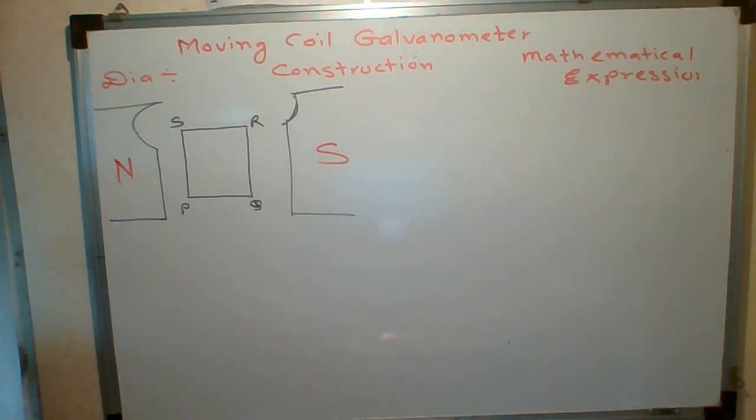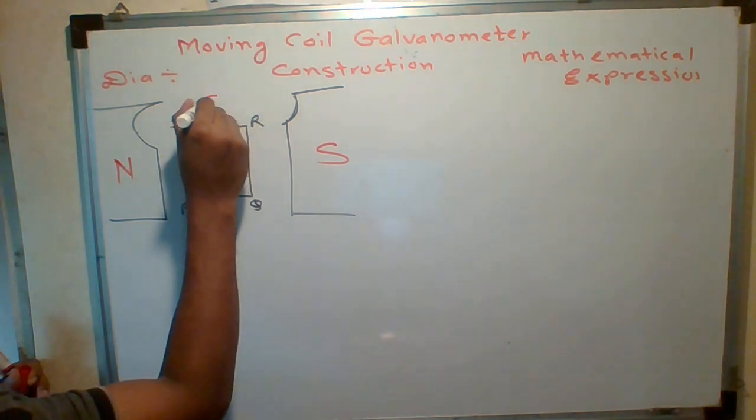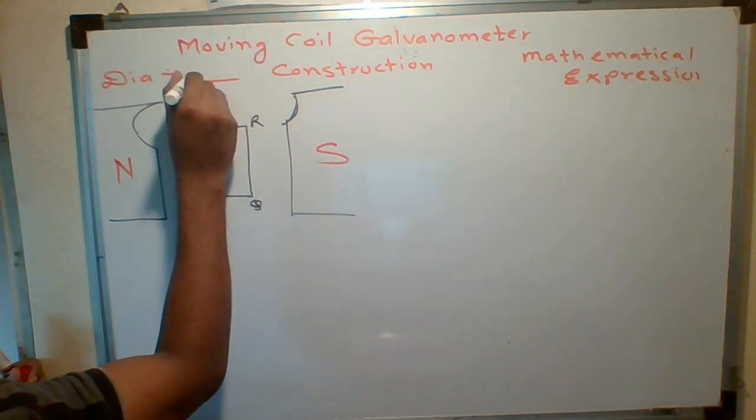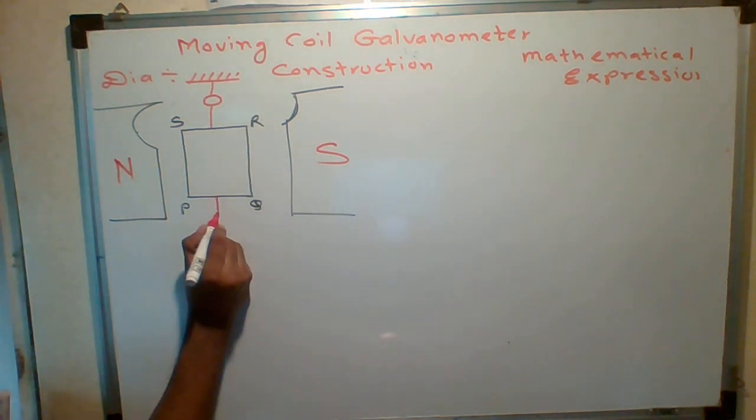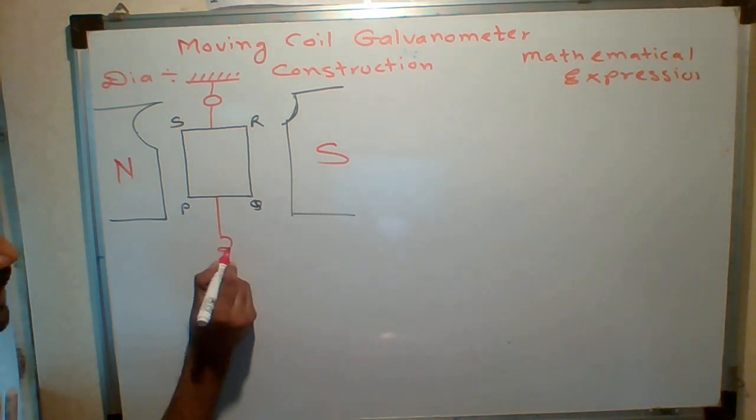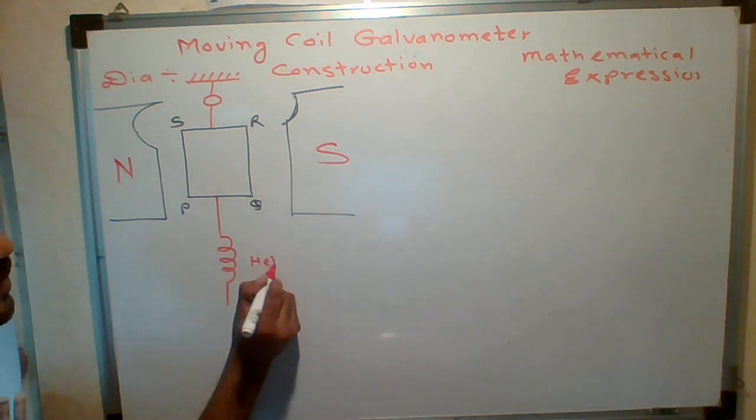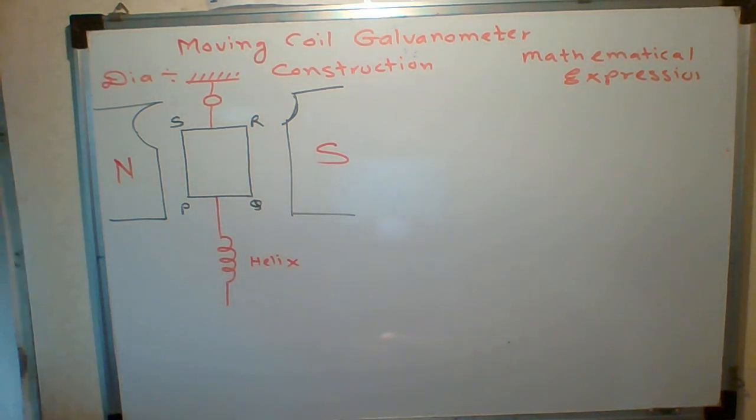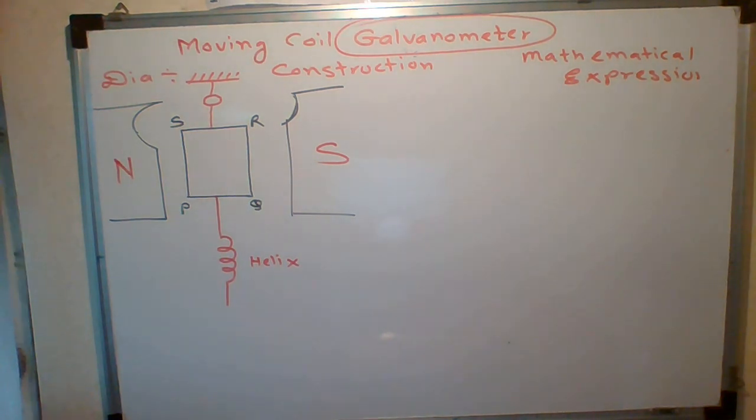Okay, students, this particular coil is connected to a mirror and it is suspended. The end of this coil comes out like this and is connected to a helix. What is the use of this helix? I will tell you. Wait and watch. So this is the simple construction of this particular moving coil galvanometer. The name itself is galvanometer. So just understand the working now.